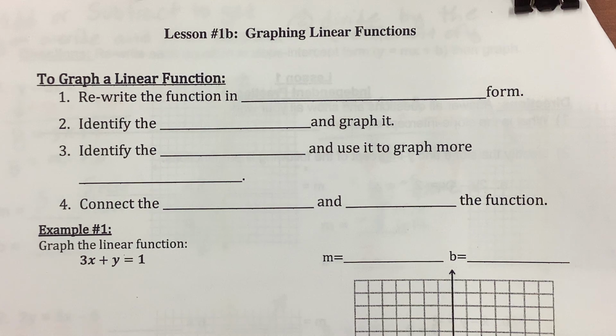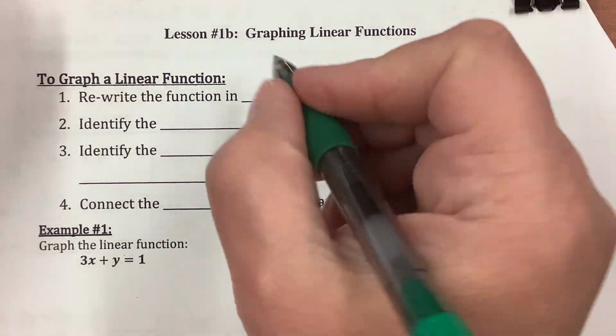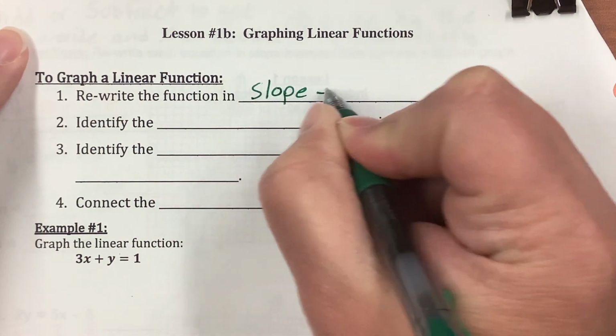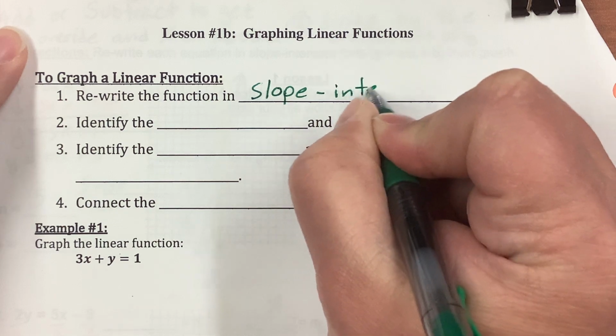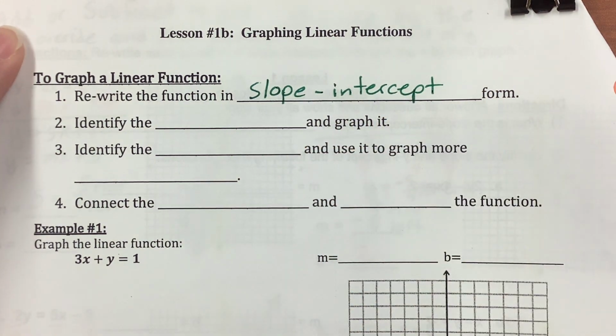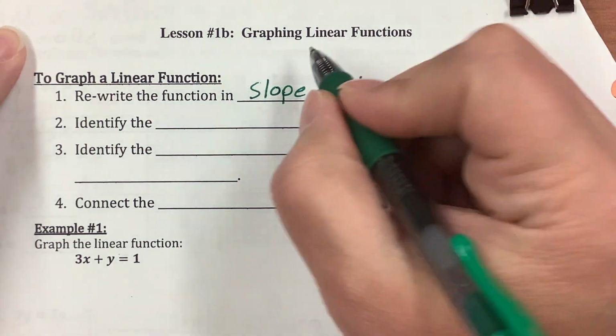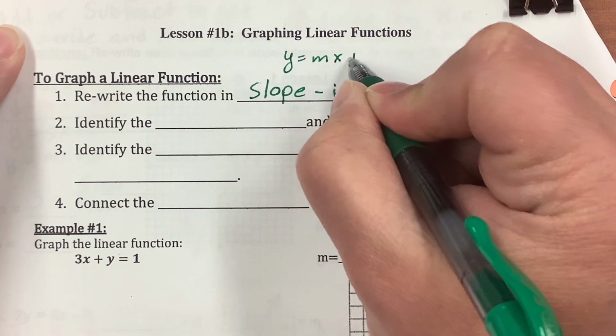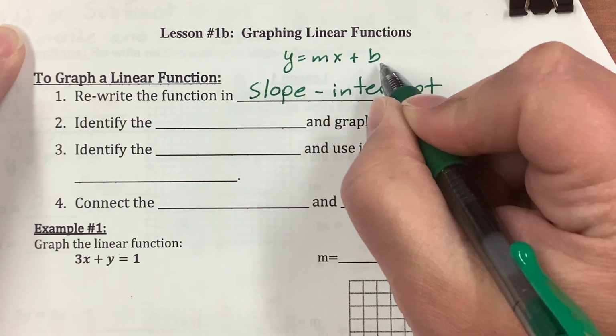So, what are the steps? First, rewrite the function in slope-intercept form. Actually, let's write in a color. Here we go. Slope-intercept form. And if you don't remember, that's y equals mx plus b. M is the slope, b is the intercept.